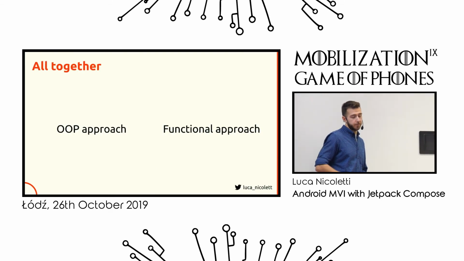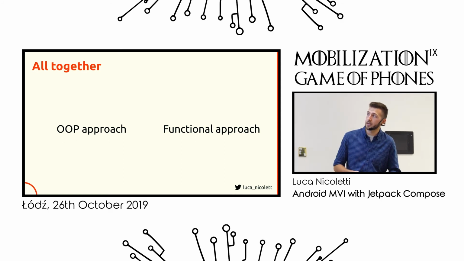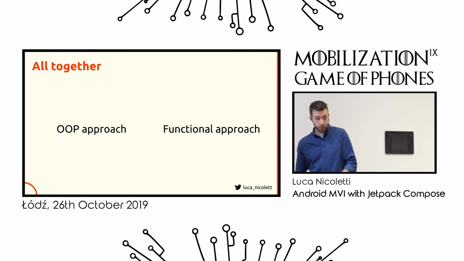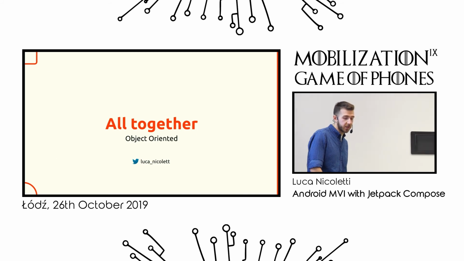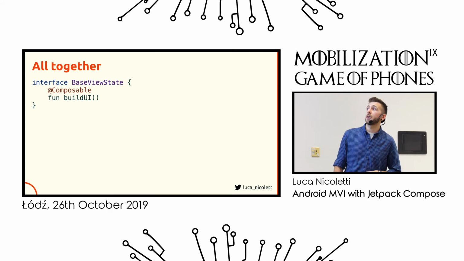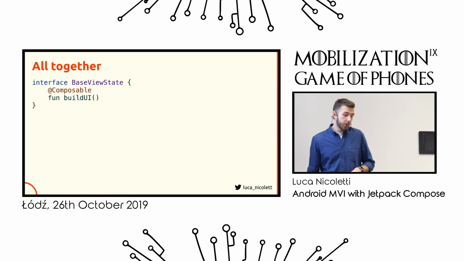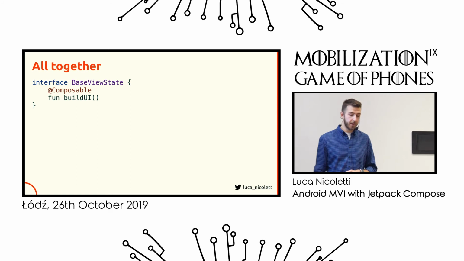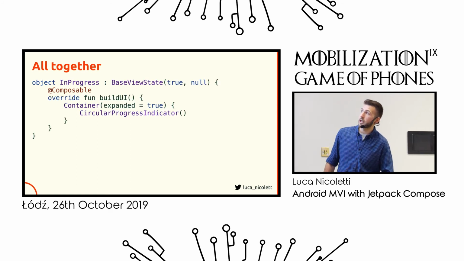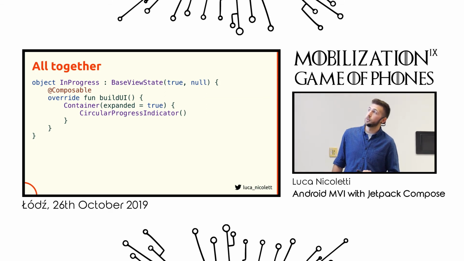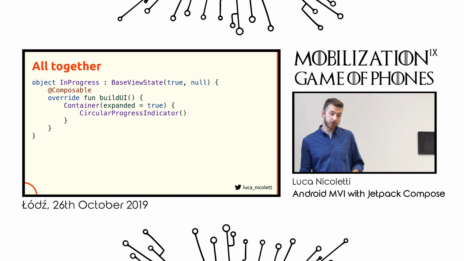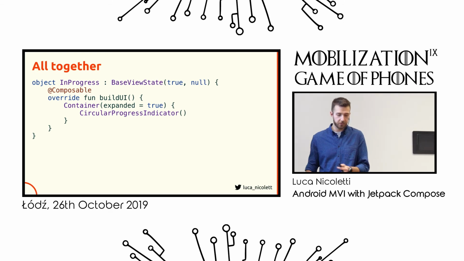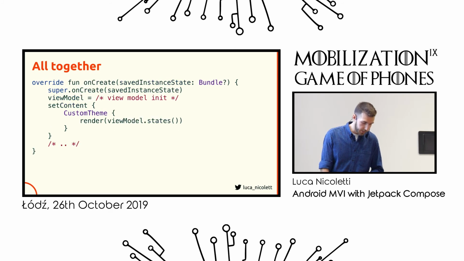So in my opinion, we could approach this merging of an MVI pattern and Jetpack Compose in two ways: an object-oriented approach and a functional approach. In the object-oriented approach, as we have states, we could declare an interface, which is a base view state, which has a composable function to build itself, so to display the state to the user. In this way, for every actual implementation of our view state, we have to override that build UI function, providing a composable function which will display what's really needed to the user. So we could get rid of the kind of render function I showed earlier. So let's see it in action.